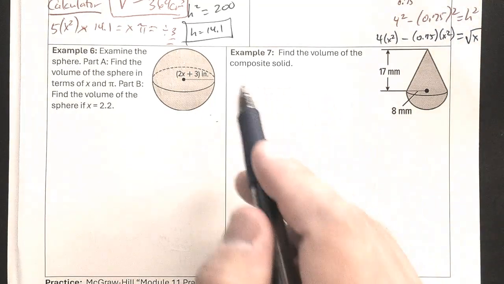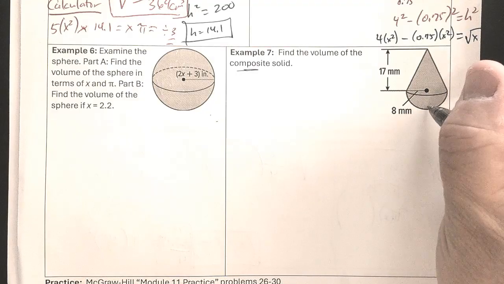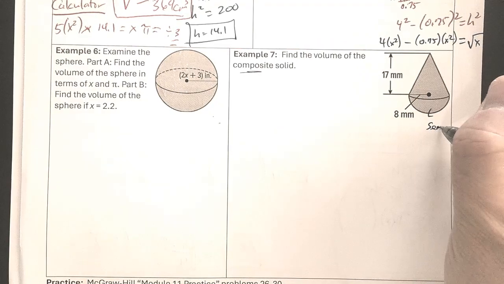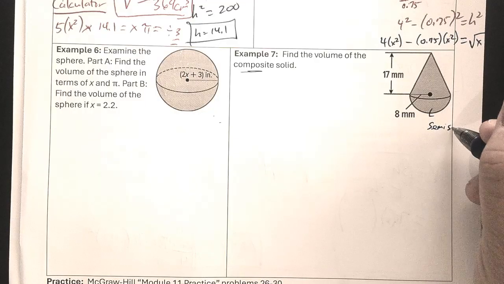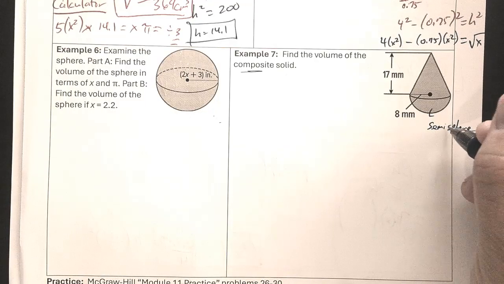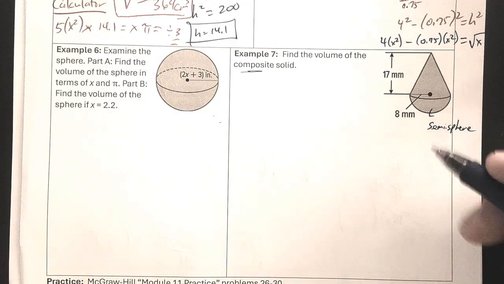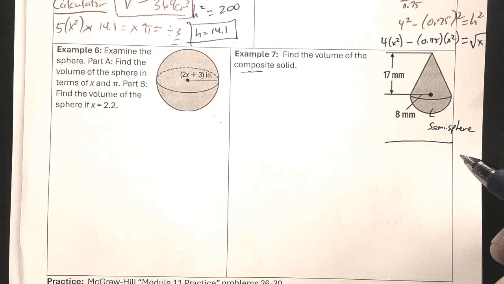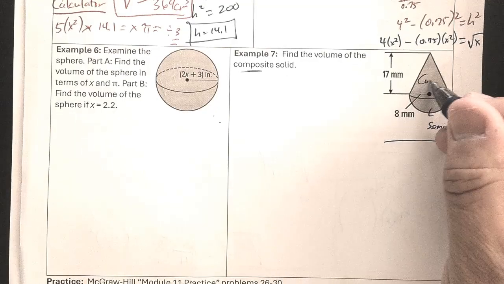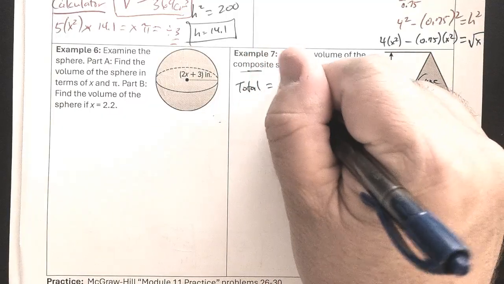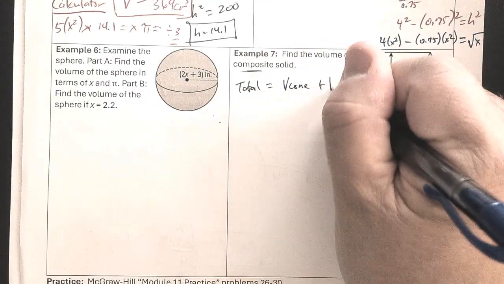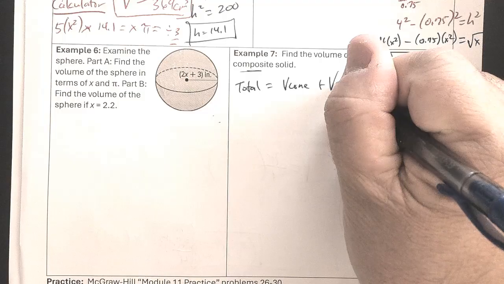So real quick, I'm going to set this one up. This is a composite solid, so it's made up of 2. This guy down here is a semi sphere, because it's not a circle, it's half of a sphere. And then this up here is a cone. So your total is going to be the volume for your cone plus the volume for your semisphere.